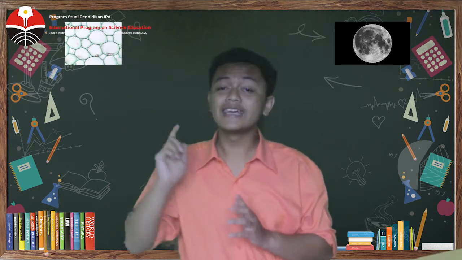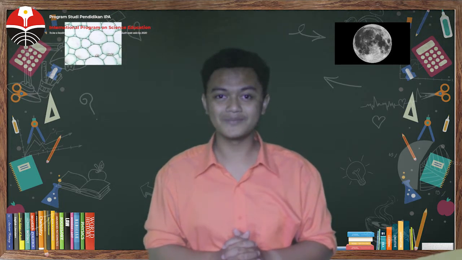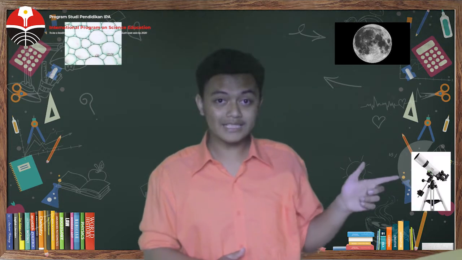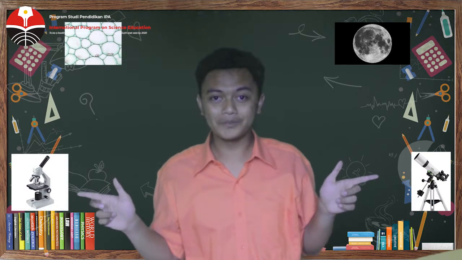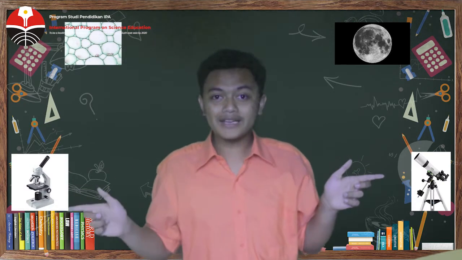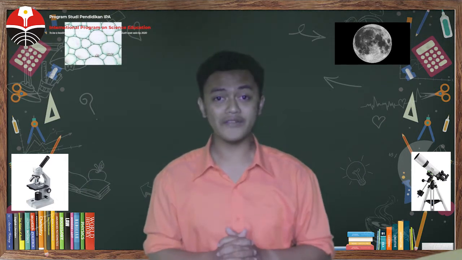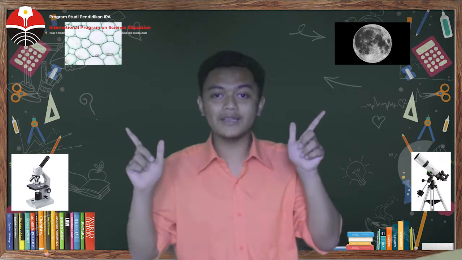And the cell is the basic unit of living things. Why can we see them clearly? Yes, because of a lens. We can see the moon by the telescope, and we can see the cell by the microscope. The telescope and the microscope consist of lenses, which are convex lenses. So that's why we can see the moon and the cell clearly.